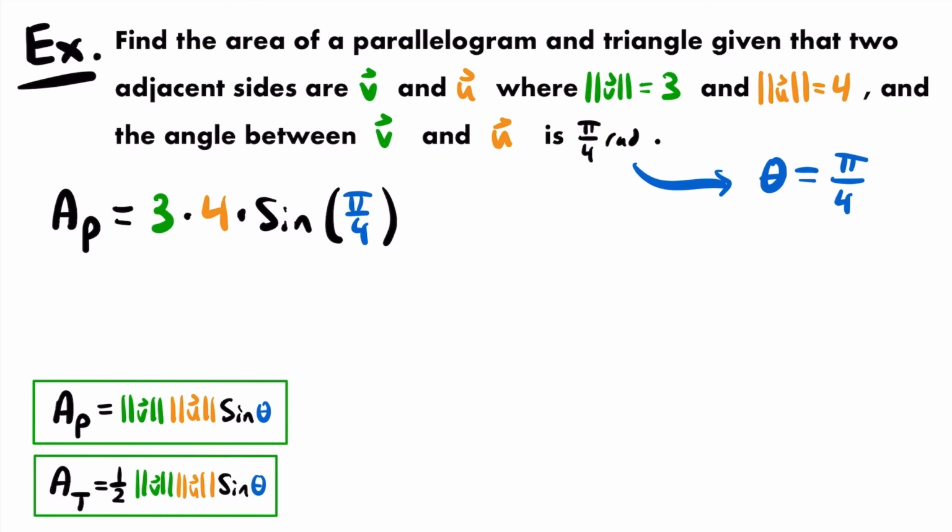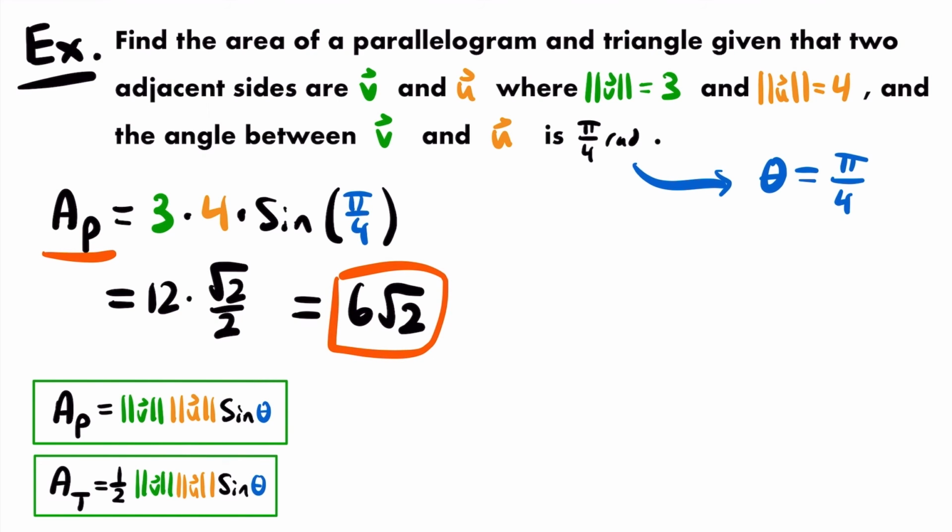And that's it. This is all there is to calculating the area of a parallelogram when you know the magnitudes of the vectors that are two adjacent sides of that parallelogram and you know the angle between those two vectors. So let's calculate this. 3 times 4 is 12, so this is equal to 12 times sine of pi divided by 4, which is equal to the square root of 2 divided by 2. And so now if we simplify, 12 divided by 2 is 6, so the area of the parallelogram is 6 square roots of 2. That is going to be the area of the parallelogram. And by the way, that's approximately equal to 8.49 and some more decimals.